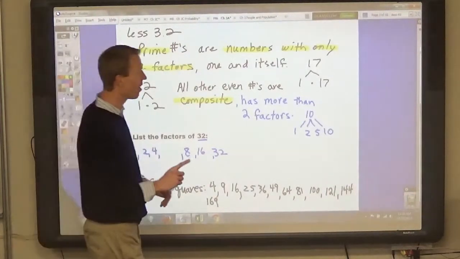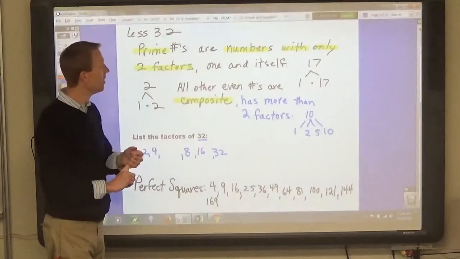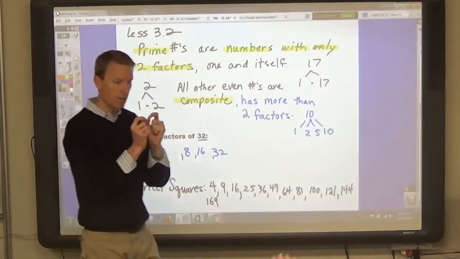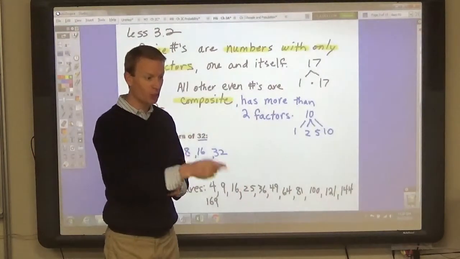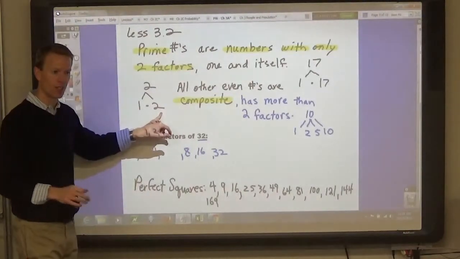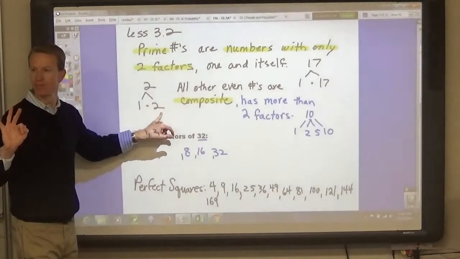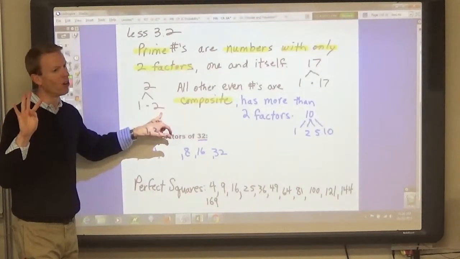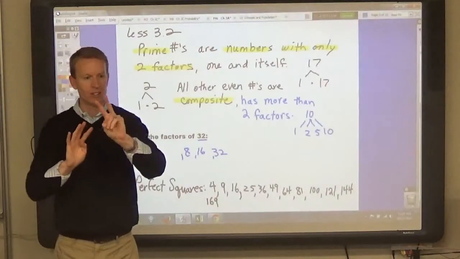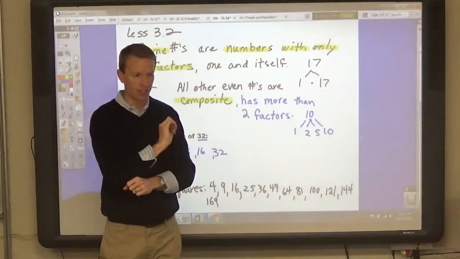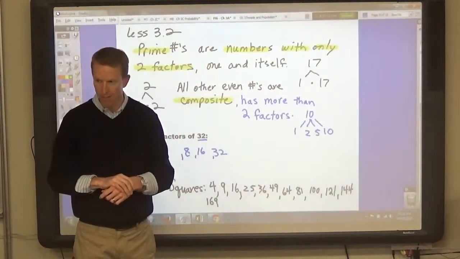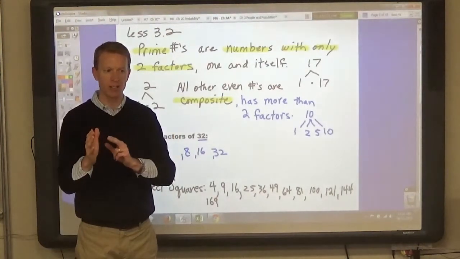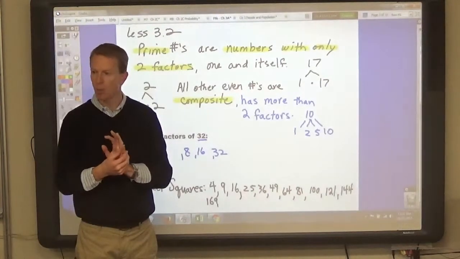1 is actually not a prime number because it only has 1 factor. A prime number has to have 2 factors, 2 numbers that make the number. 2 is a prime number, 1 times 2. Is 3 a prime number? Yes, just 1 times 3 makes 3. 4? No, because 1 times 4 or 2 times 2, so that has 3 factors. How about 5? 5 is prime. 6? No. 1 times 6, 2 times 3. 7? Yes. 7 is prime.